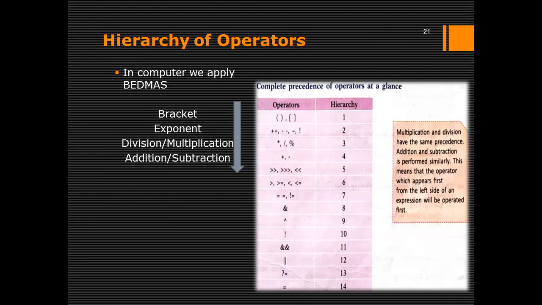addition and subtraction is performed. This means that when we are moving from left to right, whichever operator comes first in addition and subtraction, suppose addition comes first, then that will be done first, followed by subtraction. That is, when we are moving from left to right, whichever operator comes first, that will be solved first.